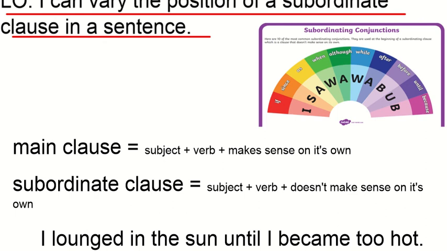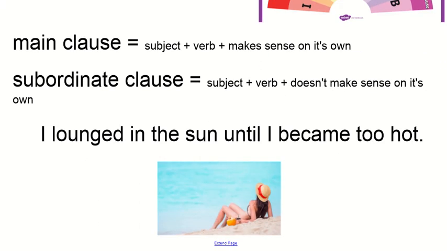Let's have a look at an example and remind ourselves. I lounged in the sun until I became too hot. So first of all, I wonder, do you know the meaning of this word, the definition of lounged? What does that word mean? You're absolutely right. If you lounge in the sun, it normally means that you're lying down, you're relaxing, and you're kind of free of stress and worry. And you can lounge in lots of different places. You can lounge on the sofa, you can lounge on your bed, maybe in the garden. You can even lounge on your chair at school.